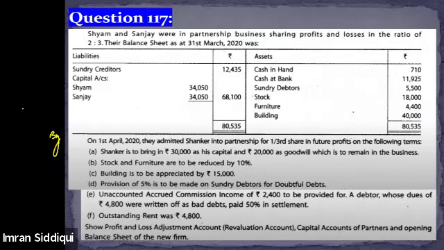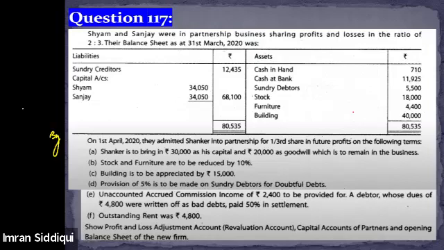Shankar is being admitted for 1/3 share in the future profit on the following terms. Shankar is to bring 30,000 as capital and 20,000 as the goodwill. All right, and stock and furniture are to be reduced by 10%. Building is to be appreciated by 15,000. Provision of 5% is to be made on sundry debtors for doubtful debt. Okay, unaccounted accrued commission income of rupees 2,400 to be provided for.